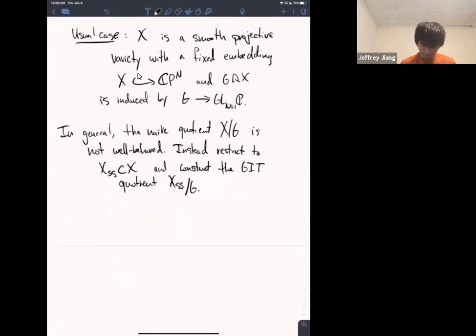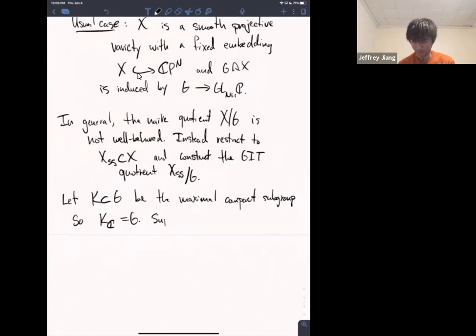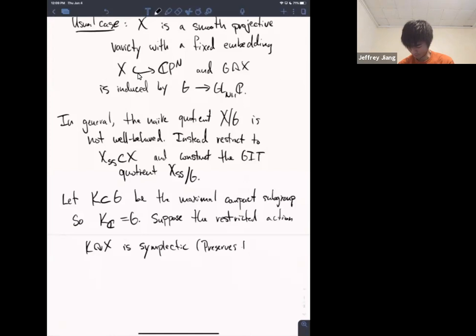Okay, so let K inside of G be a maximal compact subgroup. So in particular, we know that the complexification of K is equal to G. And then suppose the restricted action of K on X is symplectic, so it preserves the Kähler form, which I'm going to name omega if I have to reference it later.